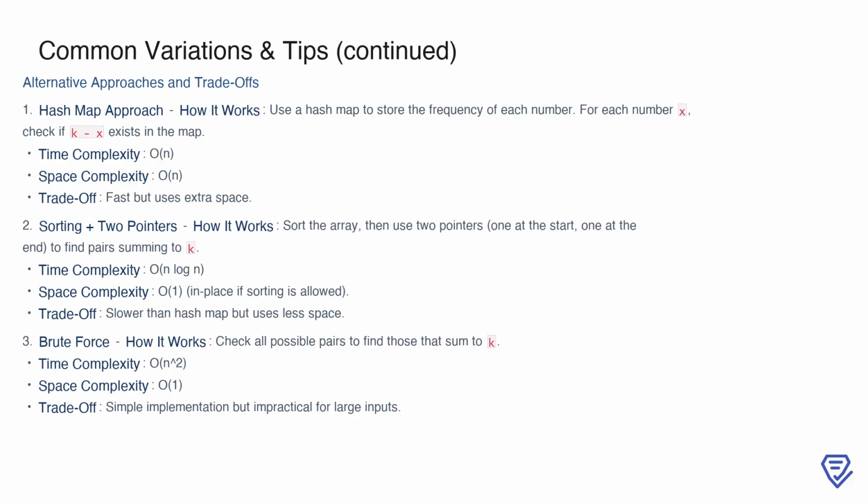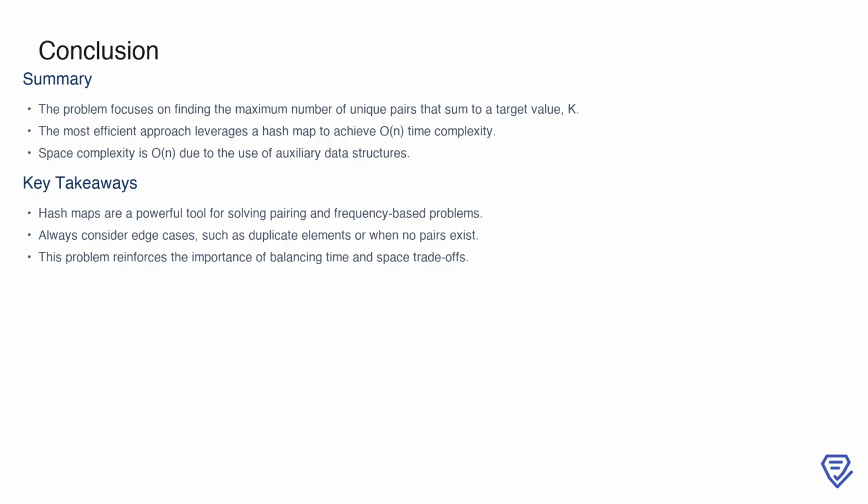Lastly, there's the brute force approach, which involves checking all possible pairs. While this method is simple to implement, its O(n²) time complexity makes it unsuitable for large inputs. Understanding these alternatives and their trade-offs allows you to choose the most appropriate approach based on the problem constraints and requirements. Great job! We've covered key techniques to solve the max number of k-sum pairs problem efficiently.